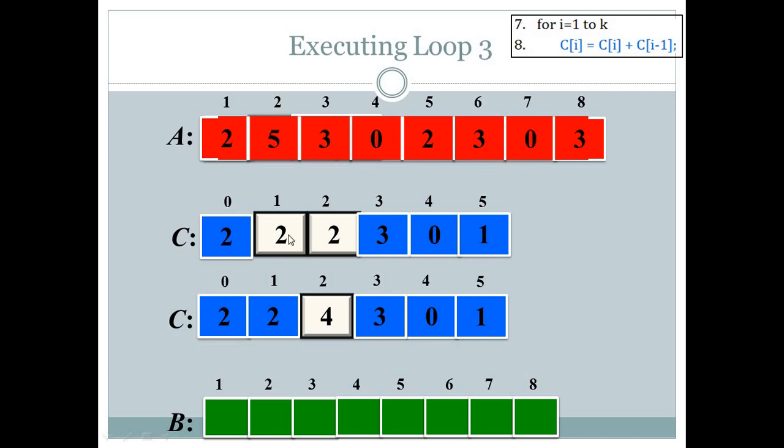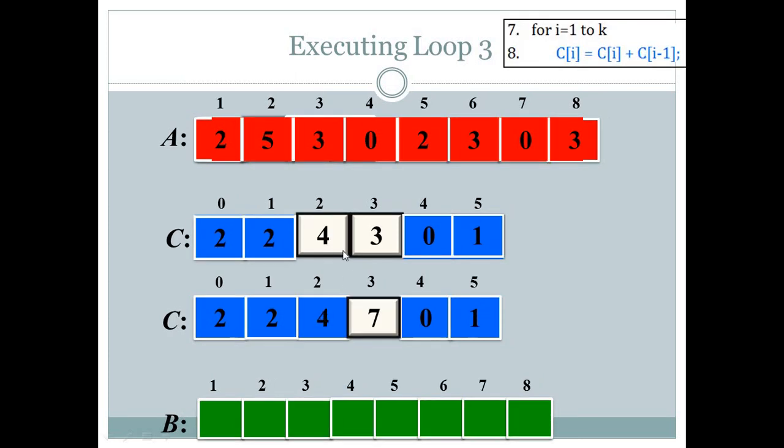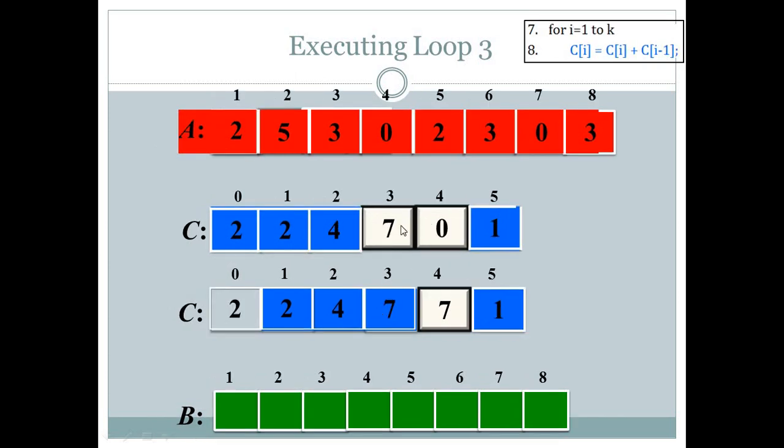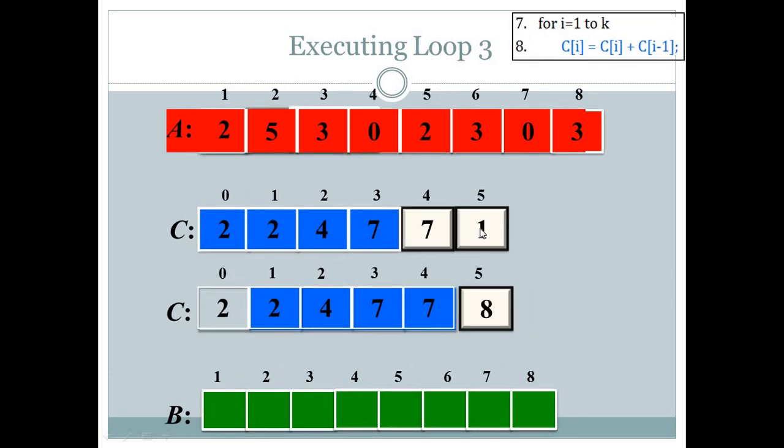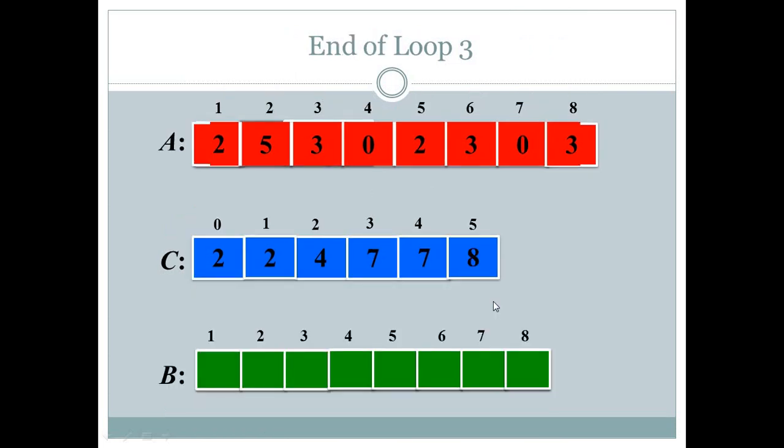means C2 plus C1 and we will store onto C2. So 2 plus 2, 4, we will store onto this 4. Okay, in next step we will store this 4 and 3's addition onto this 3 number, and next step 7 plus 0 we will store onto 4. In next step 7 plus 1 we will store into this 5. So this is our end of loop 3.